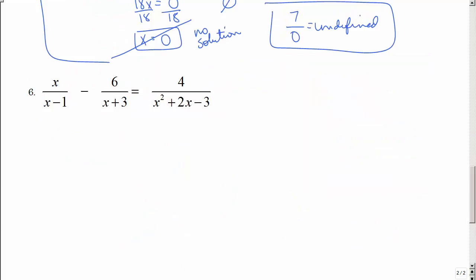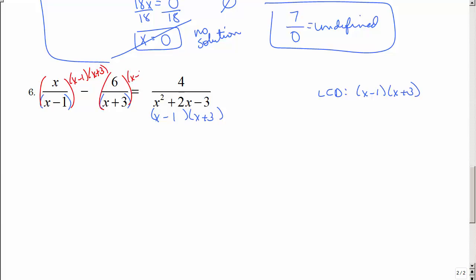All right, number 6. Again, can you factor that? No. Can you factor that? No. But can you factor this? Yes. And guess what? It's x minus 1 times x plus 3. Convince yourself. So my least common denominator is x minus 1 times x plus 3. So again, I'm multiplying this one by the LCD.